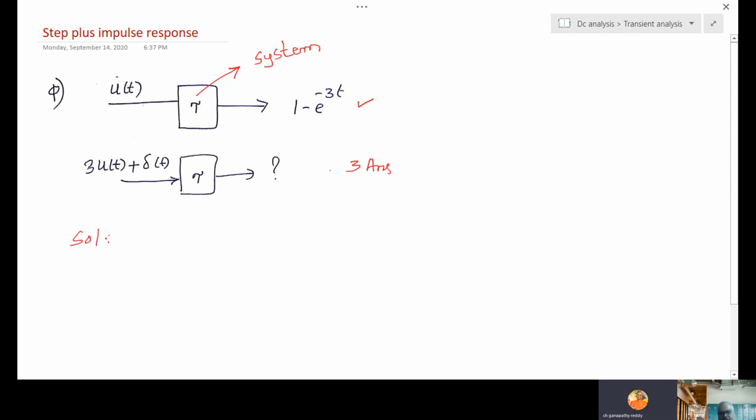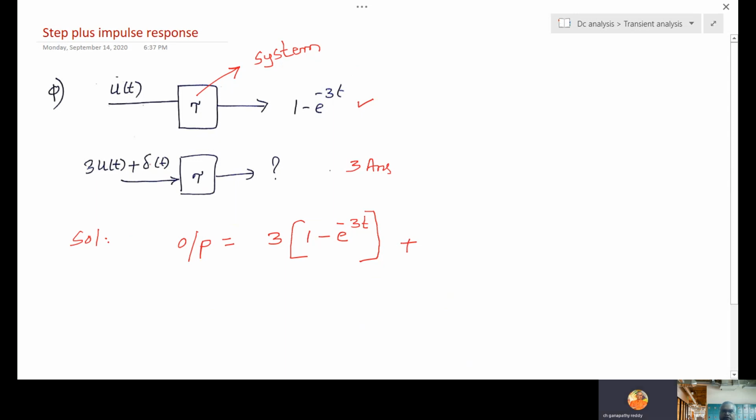This was asked in Vizag Steel long back. So output, indirectly what is it asking? One step response, but the step is multiplied with 3. Unit step applied, this is the response. If 3 times unit step is applied, what is the output? 3 times (1 minus e power minus 3t). Network is by default linear network. If input is increased 3 times, output also increases 3 times.